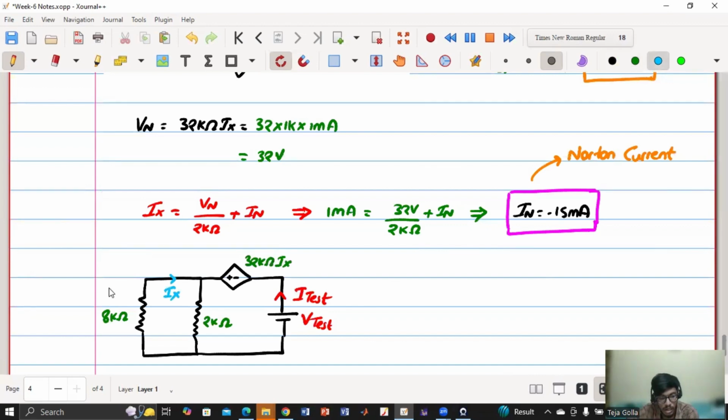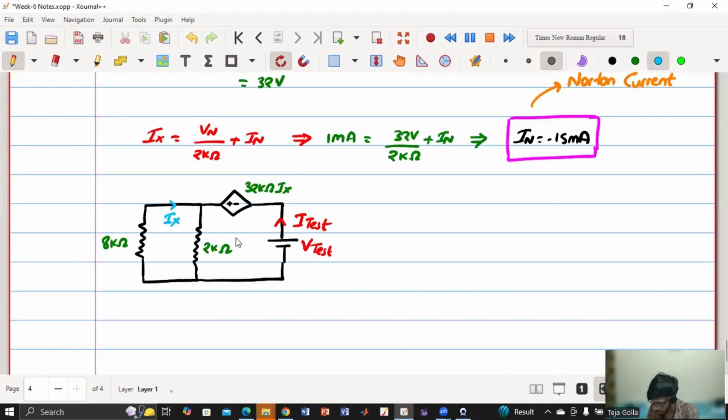So again, mesh analysis you can do, but if you see there is again one unknown node voltage, so it makes our life simple. If I consider this as ground, I know this voltage, node voltage Vn. Say let this be the current direction. So I can get node voltage Vn as V test plus 32 kilo ohm into Ix.